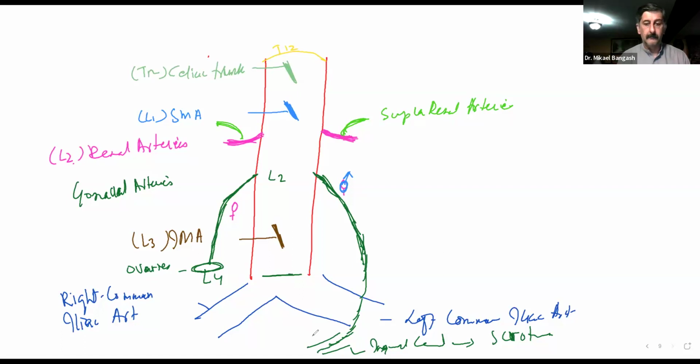Did you guys get that? Now, if you get a diagram, you don't have to write testicular or ovarian artery. Gonadal artery would be sufficient, because on a diagram you will not be able to say whether this is the blood vessels of a male or a female. Did that make sense?